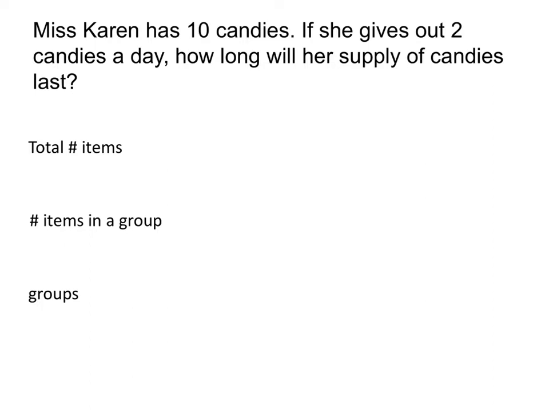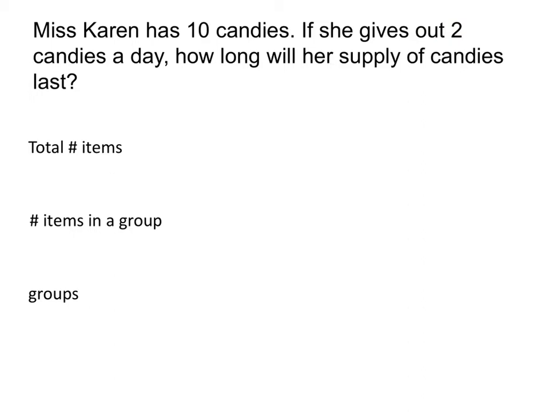Miss Karen has 10 candies. If she gives out 2 candies a day, how long will her supply of candies last? Okay. So we're going to start off with these 10 candies. We're going to distribute 2 candies each day. The question is, how long will her supply of candies last? So division problems usually involve taking some group of items and distributing them equally among some sort of groups.